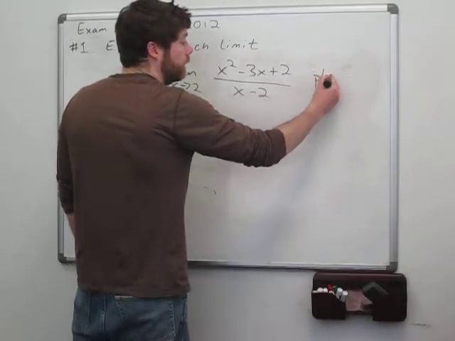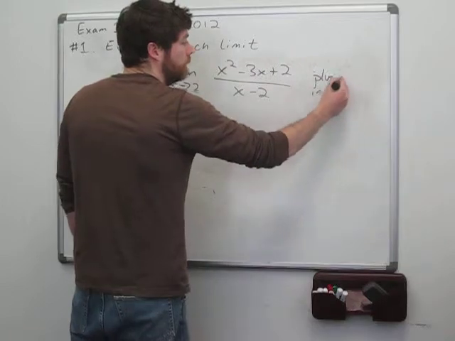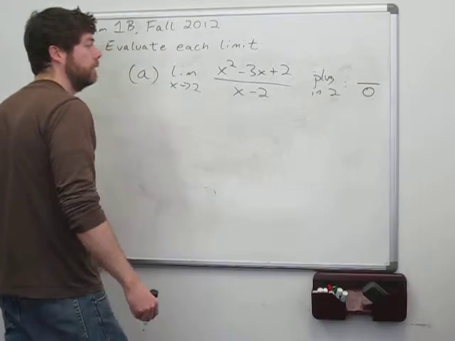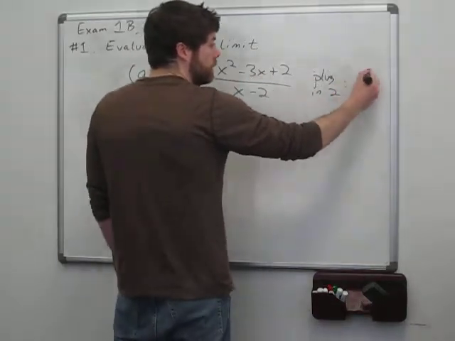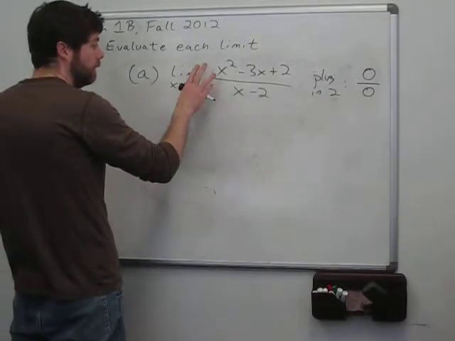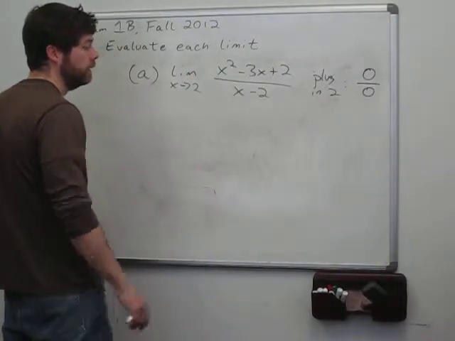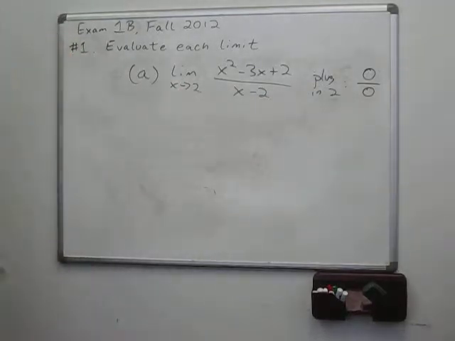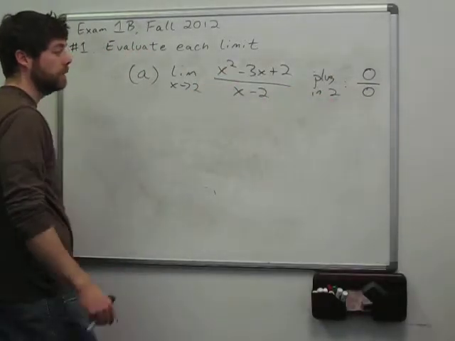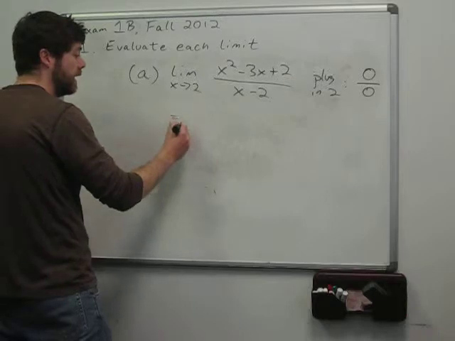So let's go ahead and plug in 2. And in this case, we are going to get 0 in the denominator, but we are also going to get 0 in the numerator. When we get 0 over 0, which is called the indeterminate form, this rational function might have a limit at x equal to 2. There might be a hole in the graph for this function. Now, because we got 0 over 0, we know that x minus 2 must be a factor of the top and the bottom.